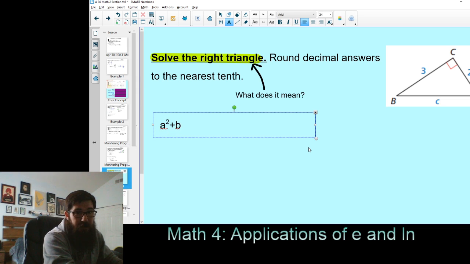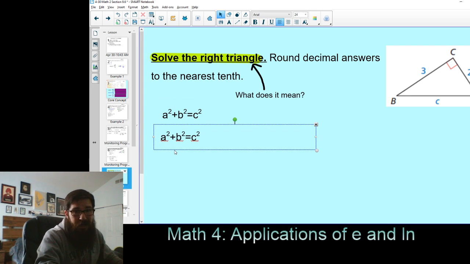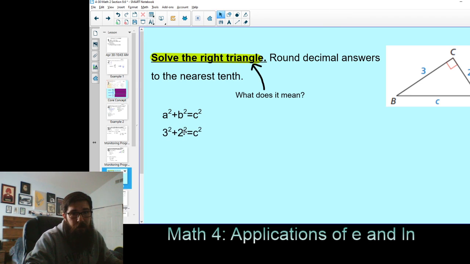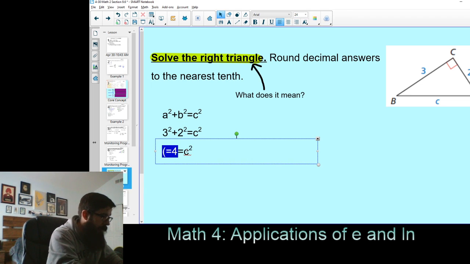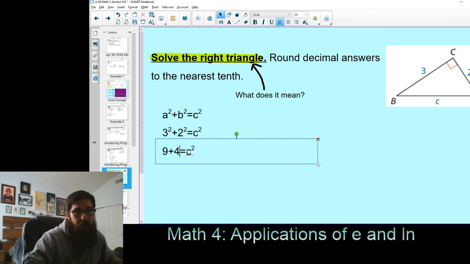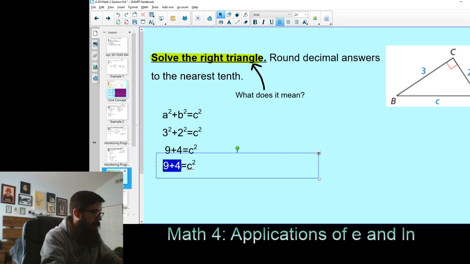If I do a squared plus b squared is c squared, right? That was how we started off the unit, Section 9.1. Just substitute. A squared is going to be 3 squared, b squared I'm going to call 2 squared, to get c squared. So that's going to give me, what does that give me? 9 plus 4. Oh, goodness, I hit the right keys there. 9 plus 4 is c squared, which is going to give me 13 is c squared.